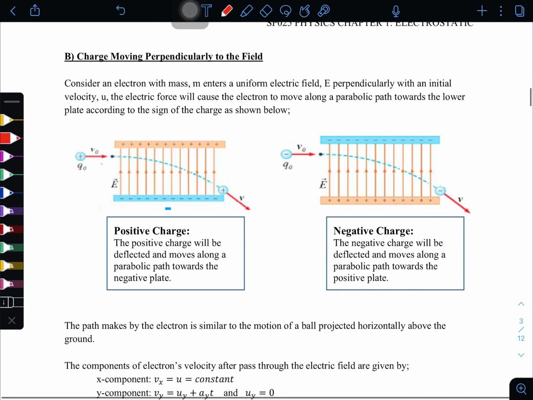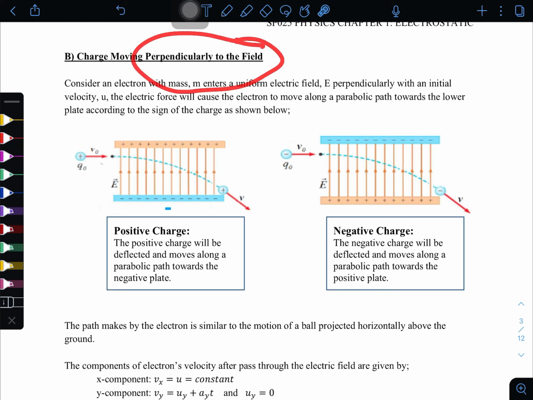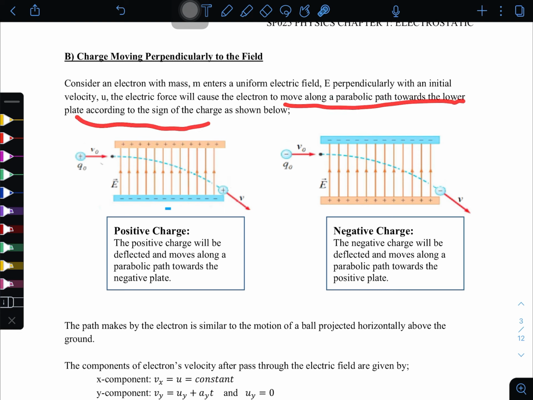Okay, second case B, charge moving perpendicular to the electric field. To the field, yes, to the electric field. Consider an electron with mass m enters a uniform electric field perpendicular with an initial velocity u. The electric force will cause the electron to move along a parabolic path towards the lower plate according to the sign of the charge as shown below.